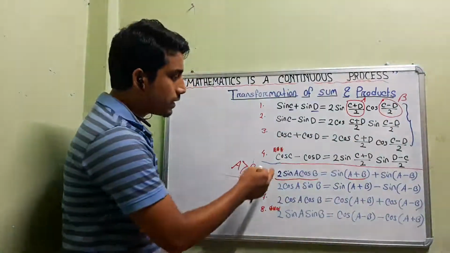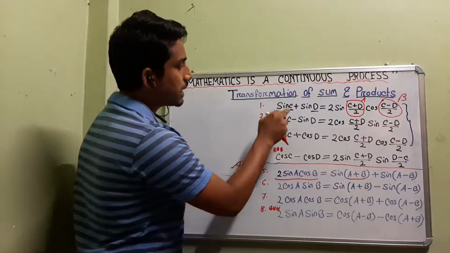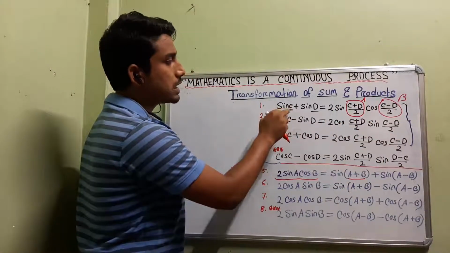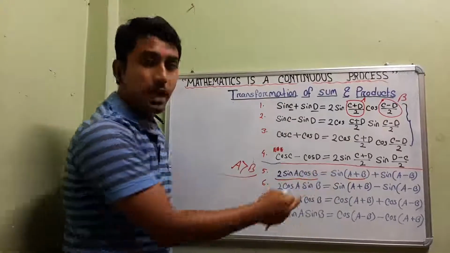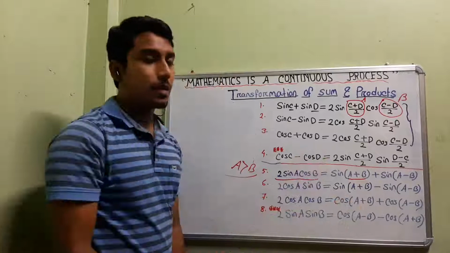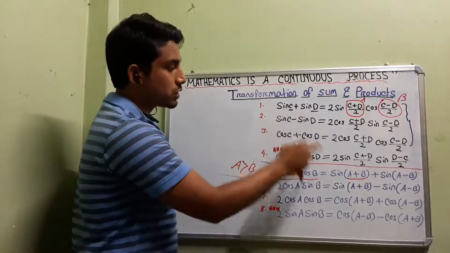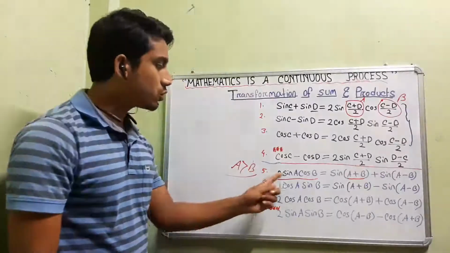So in that case, if 2 sin A cos B is there, then we can write sin (A plus B), because C in that case will be A plus B. Sin (A plus B) plus sin (A minus B), because plus only there. All the notations, all the trigonometric functions will be the same. 2 sin A cos B.